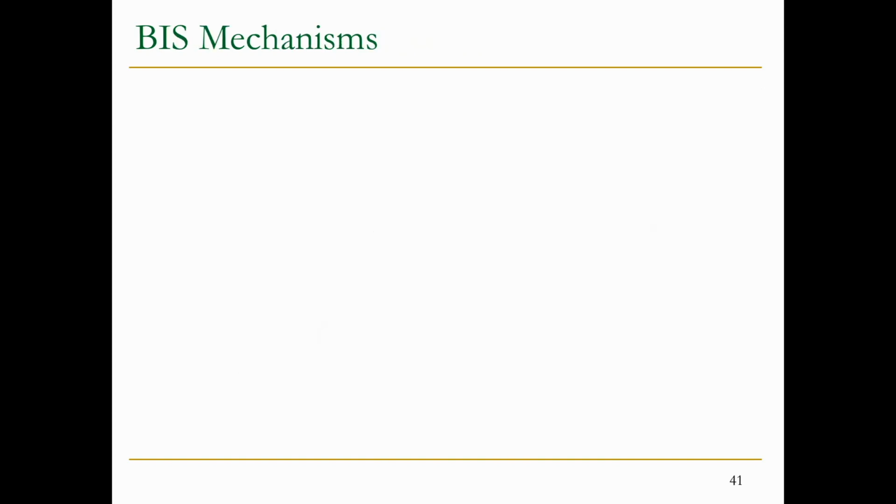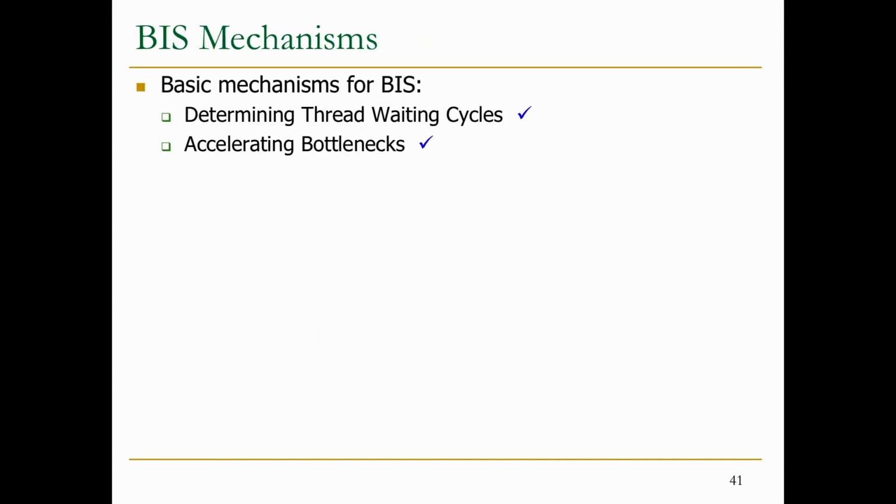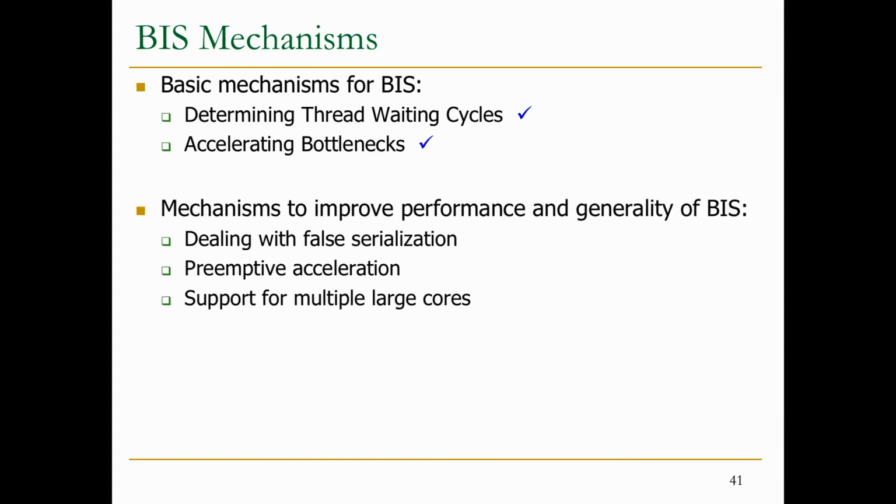Okay, so these are the mechanisms for BIS. Basically, it's very similar to accelerated critical sections, actually. Determining thread waiting cycles is new. Accelerating bottlenecks is somewhat similar. And we still need to deal with false serialization that exists. There's something called preemptive acceleration that I'm not going to talk about. You can actually look at it.